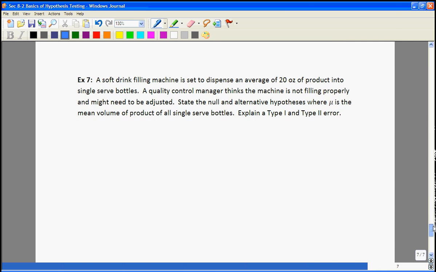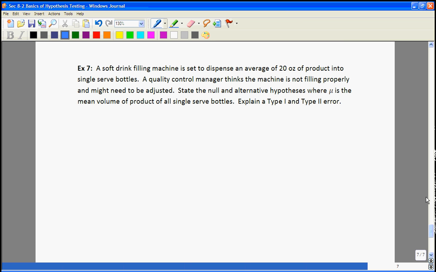Let's just put this in context. Maybe that'll help us to understand the difference between a type 1 and a type 2 error. A soft drink filling machine is set to dispense an average of 20 ounces of product into single-serve bottles. A quality control manager thinks the machine is not filling properly and might need to be adjusted. State the null and alternative hypothesis where mu is the mean volume of product of all single-serve bottles. Explain the type 1 and type 2 error.